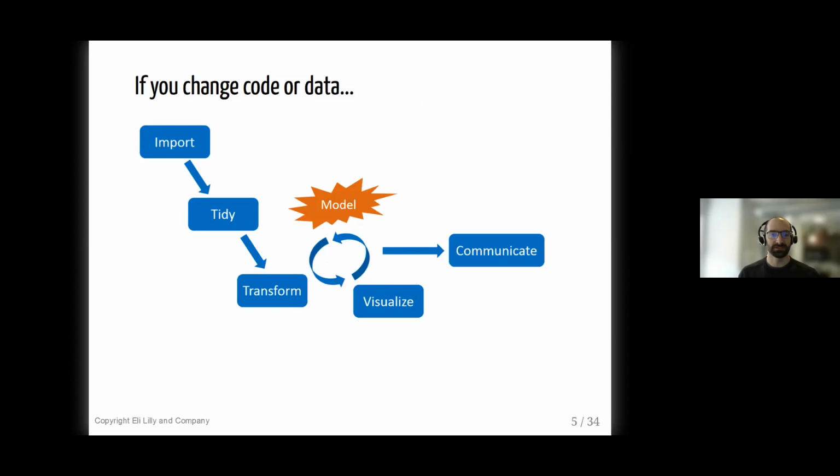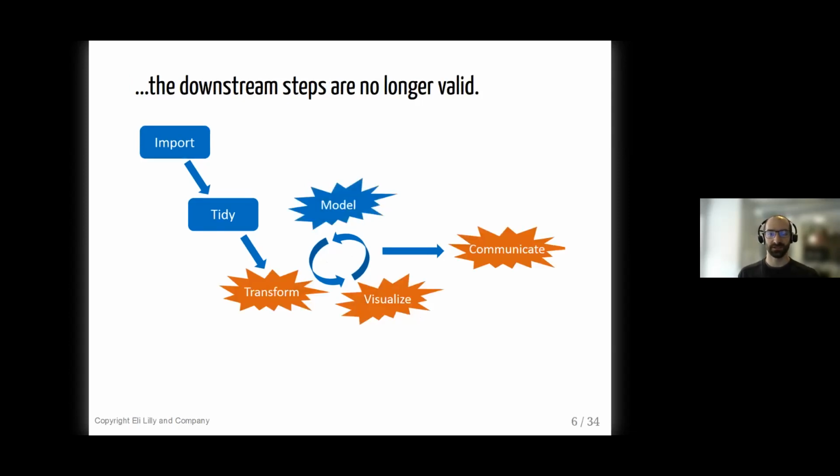In this pipeline, the steps are interconnected. So if, for example, you change the code for a model, then everything that depends on it is no longer valid. So if you change the code for the model, you're going to need to rerun that model. And then all the other steps, the post-processing and visualizations and reports that depend on that, need to be refreshed to reflect the most up-to-date current results from the model.